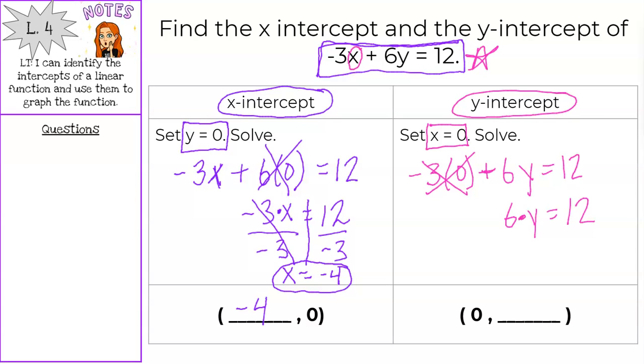6 times y, we undo that by dividing by 6 on both sides. We get y equals, what is 12 divided by 6? That is 2. So our y-intercept is 2.